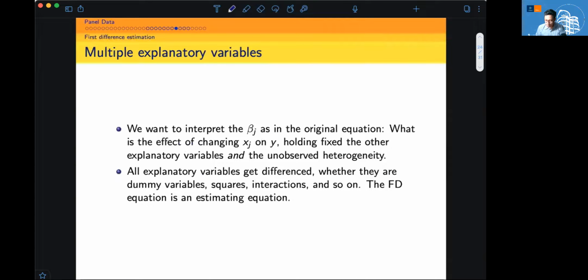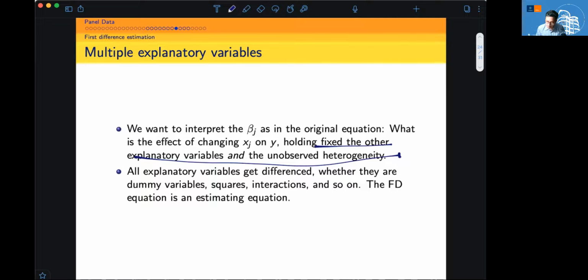So we want to interpret beta j as in the original equation. What is the effect of changing xj by 1 unit on the outcome variable of interest, holding fixed the other explanatory variables and the unobserved heterogeneity? So it's ceteris paribus not only on the observed variables, but also on the unobserved heterogeneity, which is quite interesting.